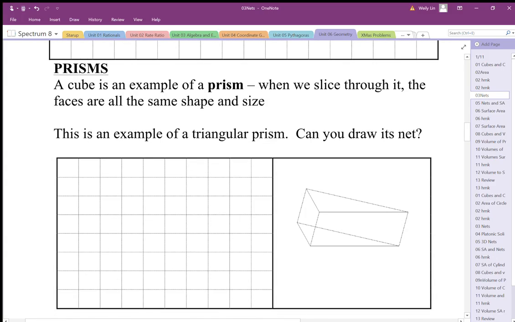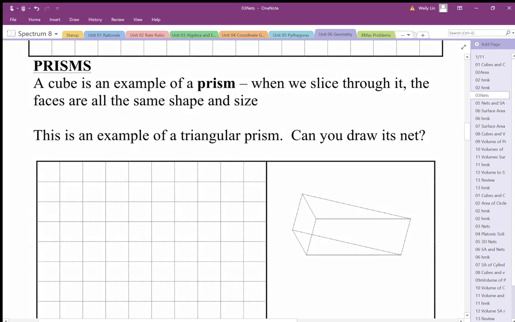The next one we're going to look at is a prism. A cube is actually a type of prism, but a prism is really any 3D shape where, if you take slices of it, every slice has the same area. If I slice through the top here, the surface is a triangle. If I slice that, the surface that results from the slice is going to be the exact same triangle. So this is an example of a triangular prism, and all things that can be sliced like that are prisms.